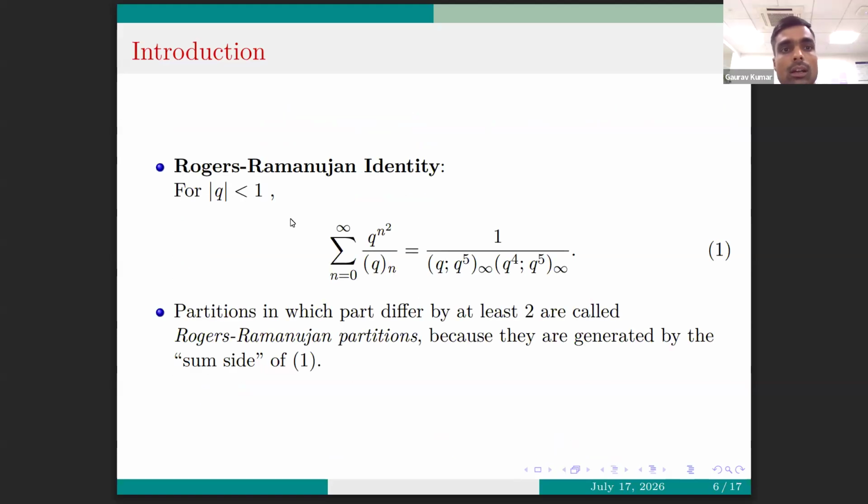We are also familiar with the famous Rogers-Ramanujan identity. For |q| < 1, we have this sum, q^(n^2) over (q)_n, which is equal to this q-product, 1/((q;q^5)_infinity (q^4;q^5)_infinity). And we have seen the partition theoretic interpretation of the left hand side, in which we are partitioning into such partitions where the parts differ by at least 2. And that's why we call such partitions Rogers-Ramanujan partitions, because they are generated by the sum side of this identity.